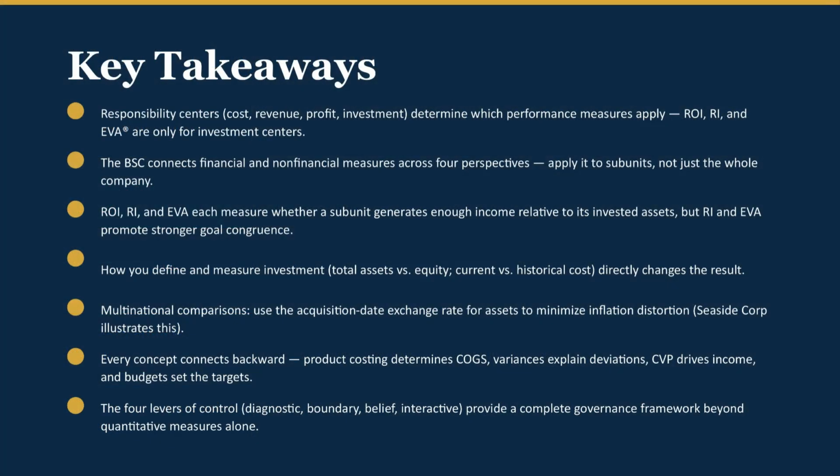Residual income, and EVA, determine the dollar amount of income left after charging assets their required return. Managers often prefer RI and EVA because they better align with investment decisions than ROI. Belief systems and boundary-based and interactive controls give organizations a comprehensive way to guide performance and foster learning, supported by four levers of control for governance.